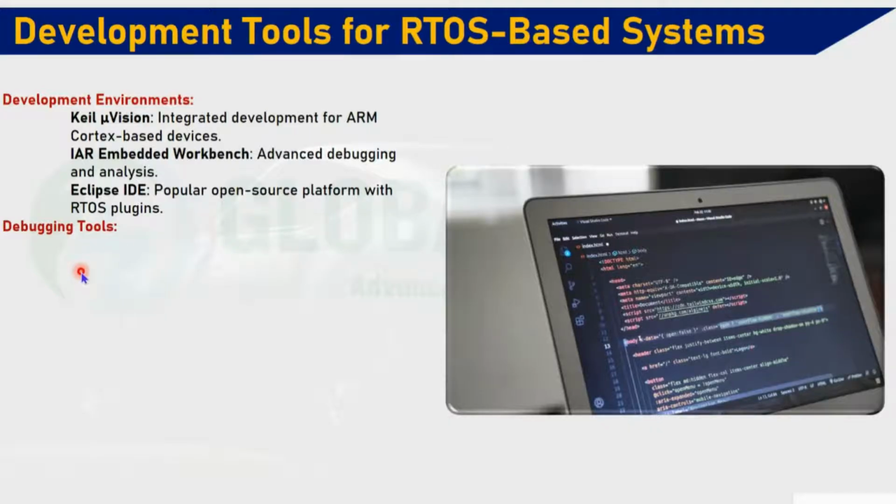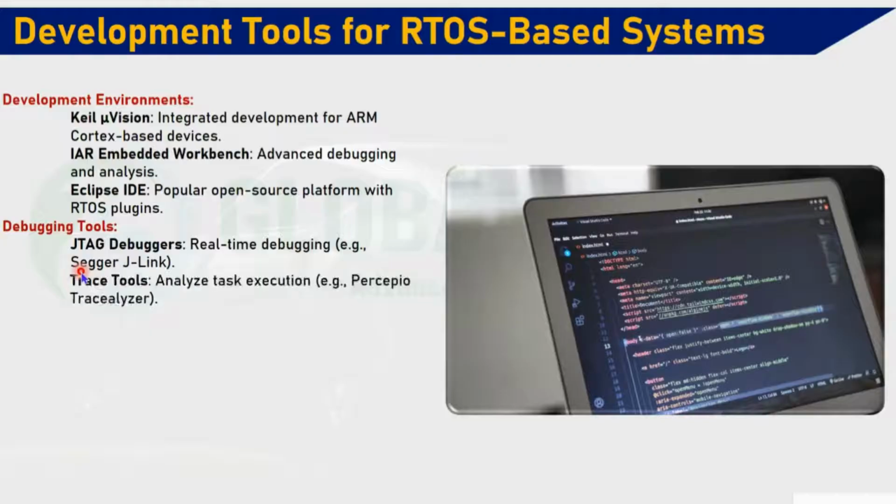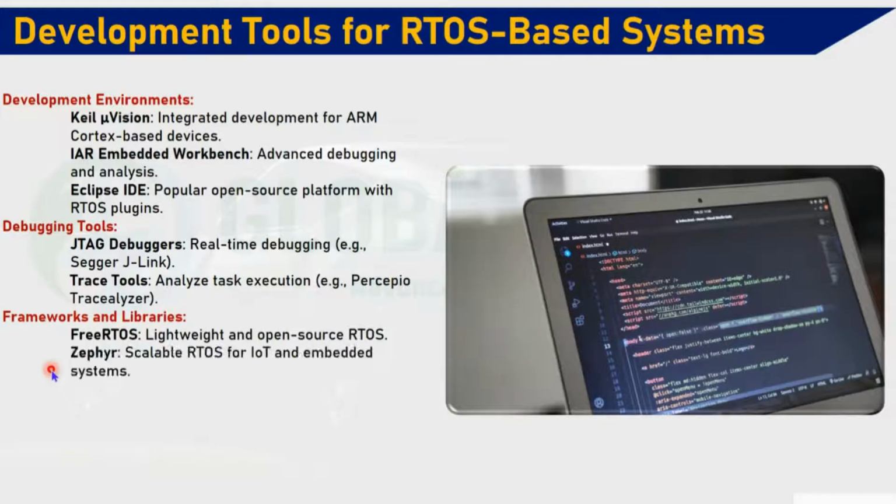And next we have debugging tools. Specifically we have the JTAG debugger. It is able to connect with the hardware, and with the help of the IDE, we are able to debug the code. And we have a trace tool, where we can monitor the internal software variables. And from frameworks and libraries, FreeRTOS is a part of a scalable RTOS for IoT and embedded systems. And CMSIS-RTOS is an ARM abstraction layer for RTOS development.